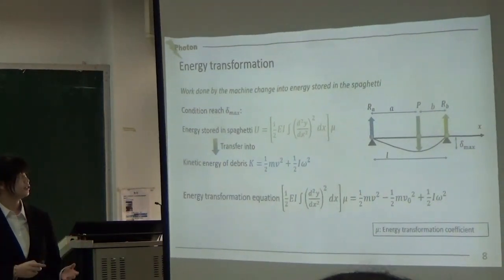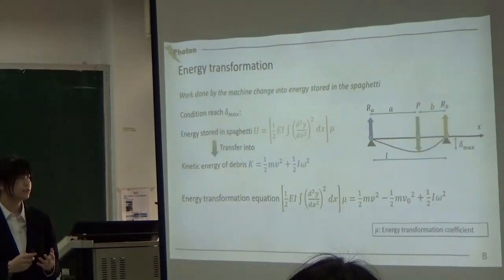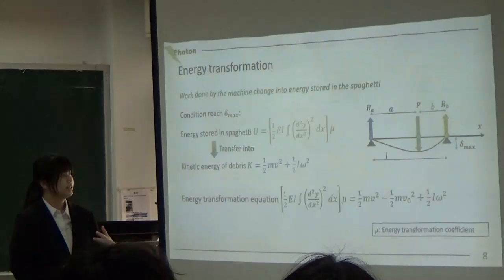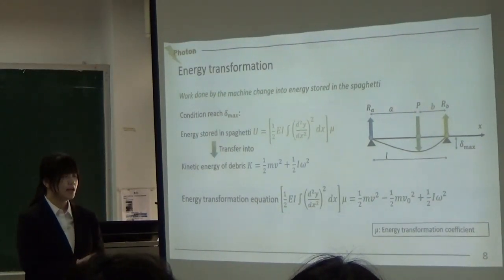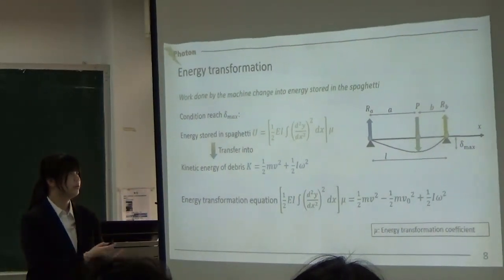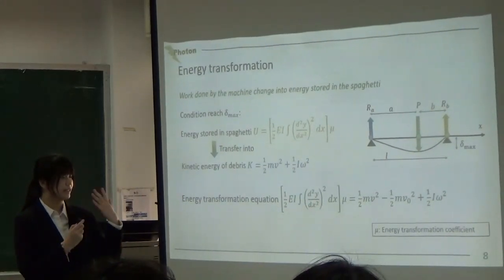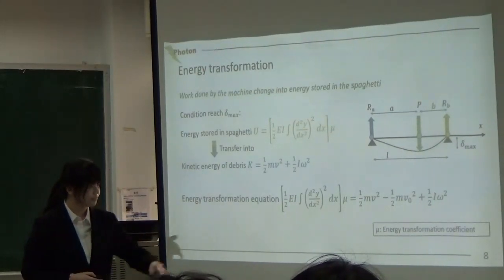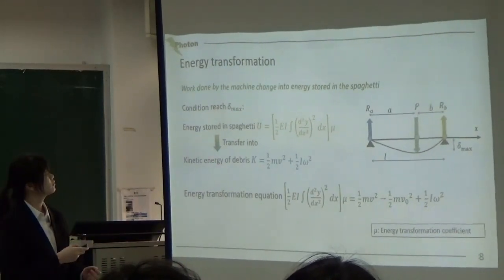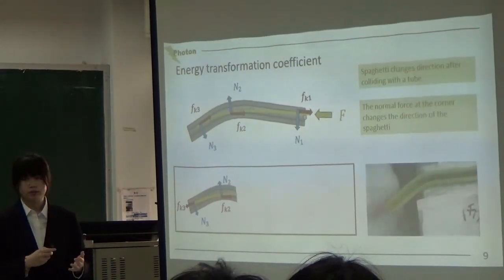And here is the energy transformation. The work done by the machine changes into energy stored in the spaghetti. This is elastic potential energy, and elastic potential energy can change into kinetic energy. But not all of the elastic potential energy will change into kinetic energy. So we can see this formula is the energy transfer coefficient. About the energy transfer coefficient, we can see this chart.